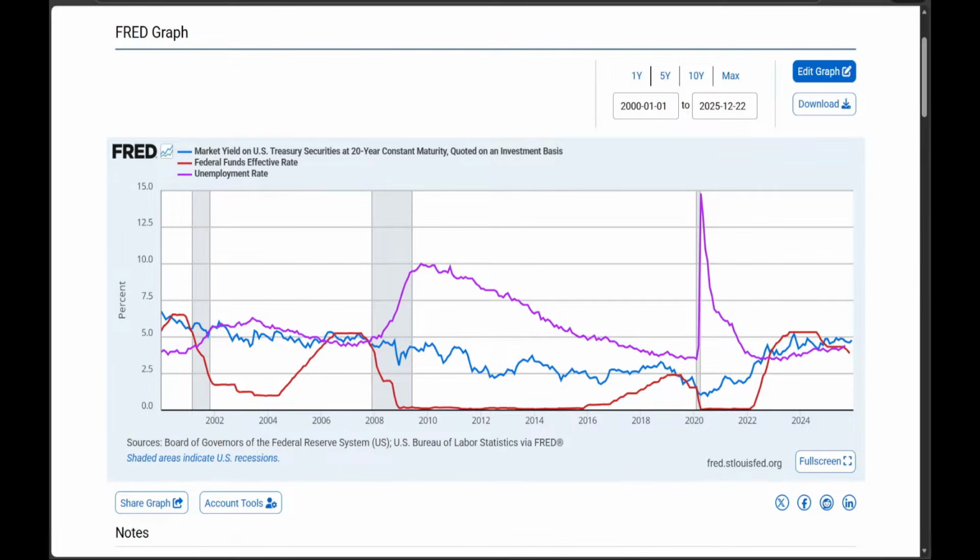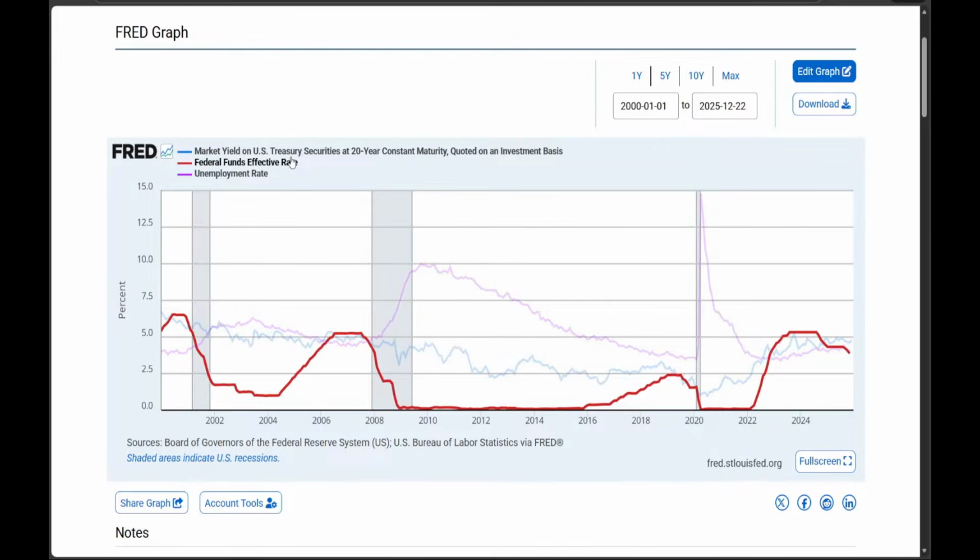So I'll explain this chart before I go over it. The blue is the 20-year yield. Even though Webull doesn't have the 20-year US yield, you can use the US 10-year and the US 30-year, excuse me, to correlate this data set. And you can also use TLT to correlate this as well.